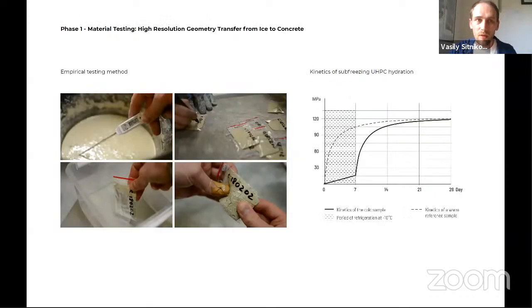So the first phase was pretty much straightforward. The methodology of material sampling was used to test different samples of concrete and catch the one that is hardening the fastest. And this was done even manually, very empirically, just trying to break a concrete sample after hardening at a sub-freezing temperature.